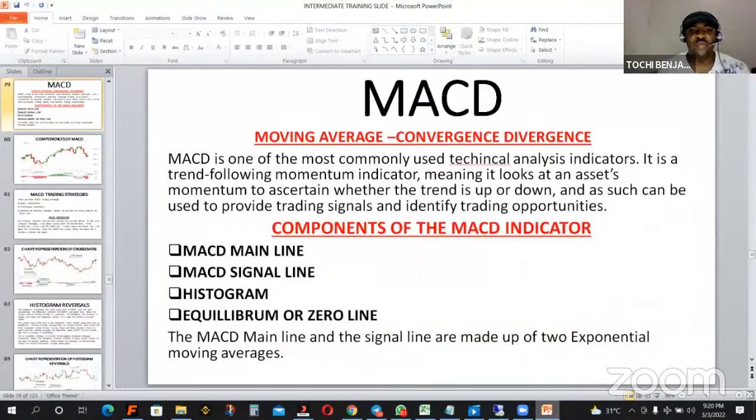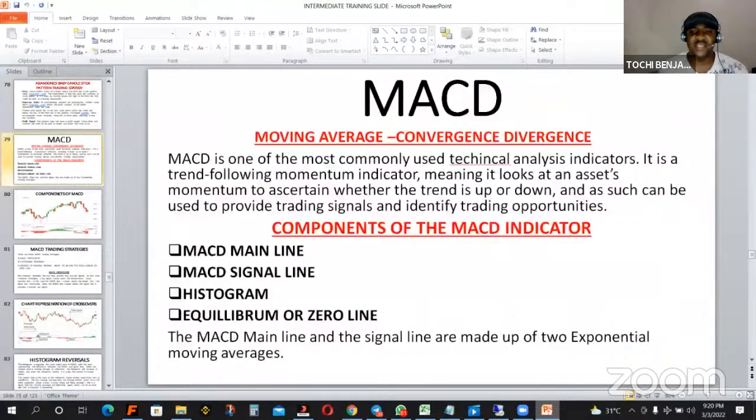Okay, MACD stands for moving average convergence divergence. That is what MACD means. MACD has components of, can you see my chart?